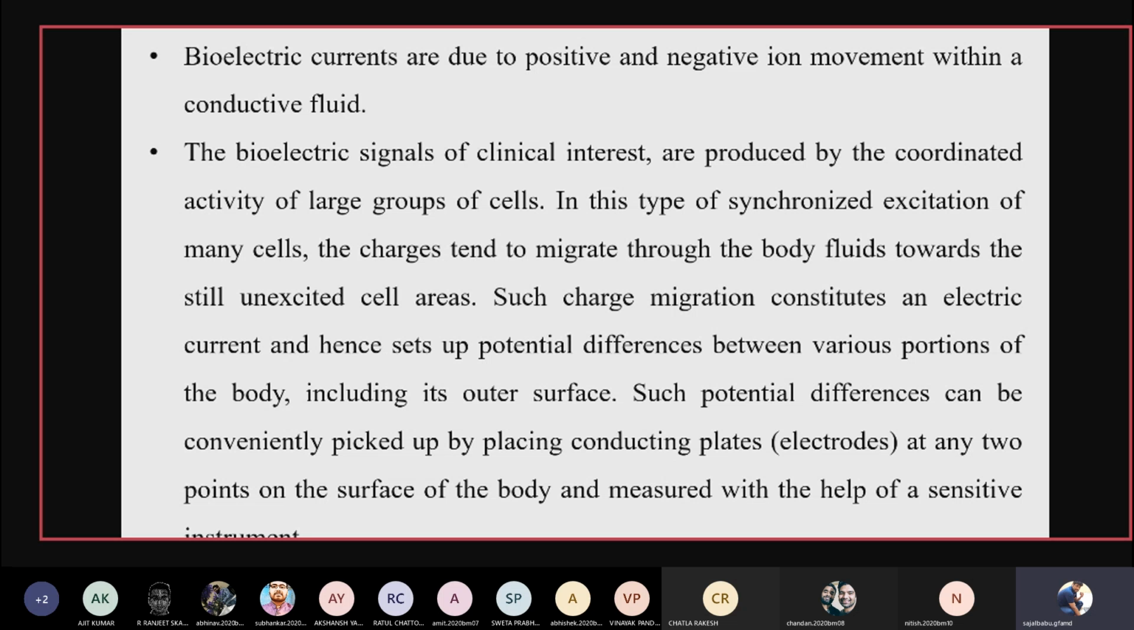Whenever you place electrodes at two different places on the body, you get a potential difference, because at one place the group of cells may be excited, and at the other place where you have placed the electrode the group of cells is not excited. So you get an electric potential difference there, and this potential difference acts as the measurement for recording or capturing the signals in EEG, EMG and ECG.